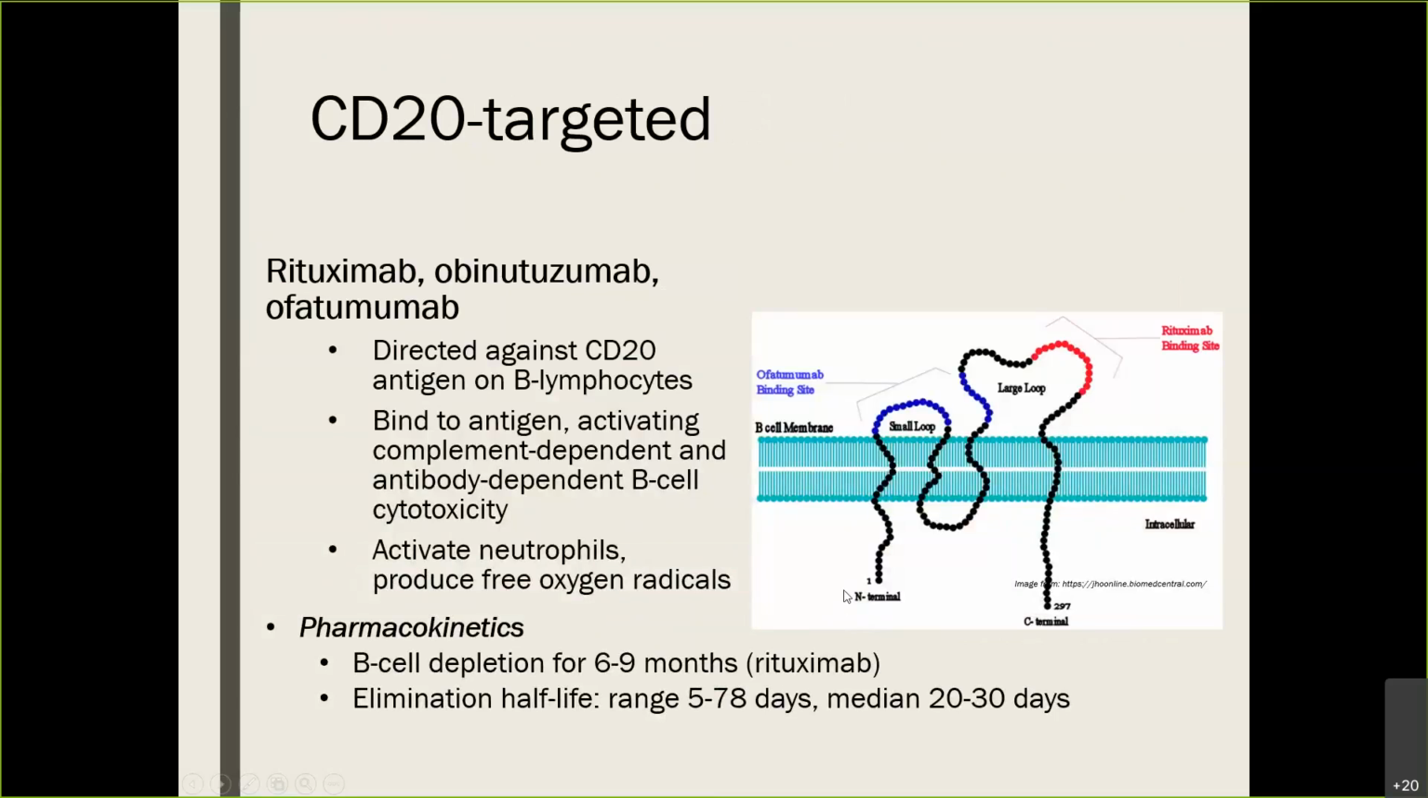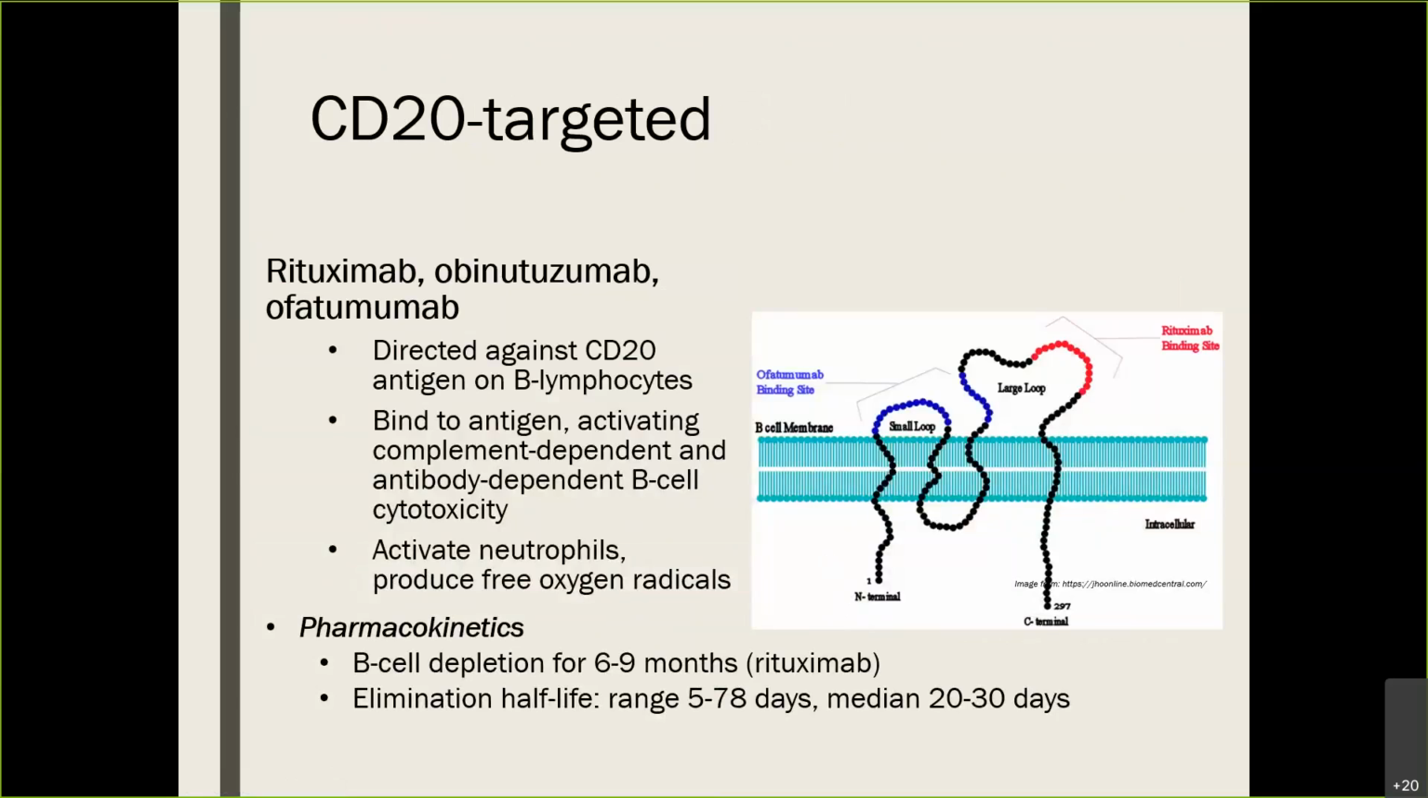Starting with the old classic, CD20 targeted agents, rituximab is the old classic, or Rituxan's the brand name, but we do have two other agents, obinutuzumab or Gazyva, and then the ofatumumab, which is a non-formulary product here at UW, but is used occasionally, Arzerra, which is actually being researched in multiple sclerosis currently.